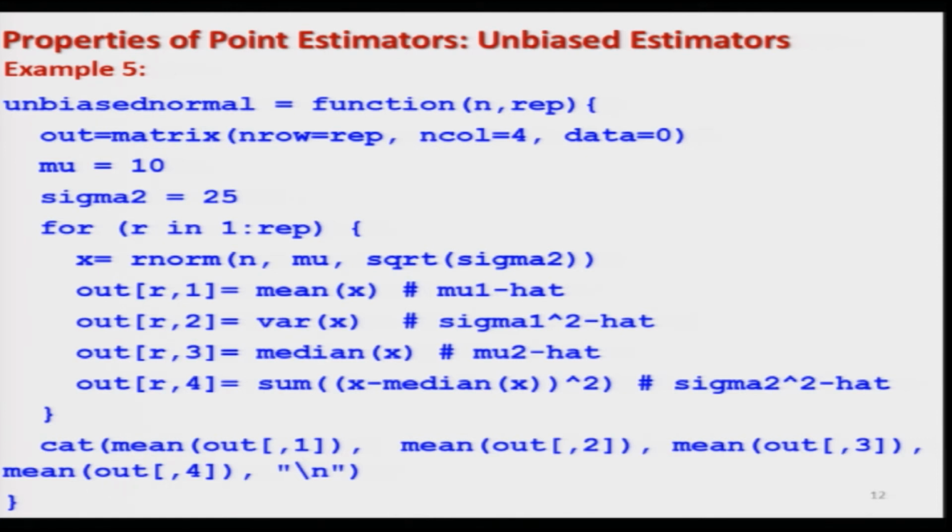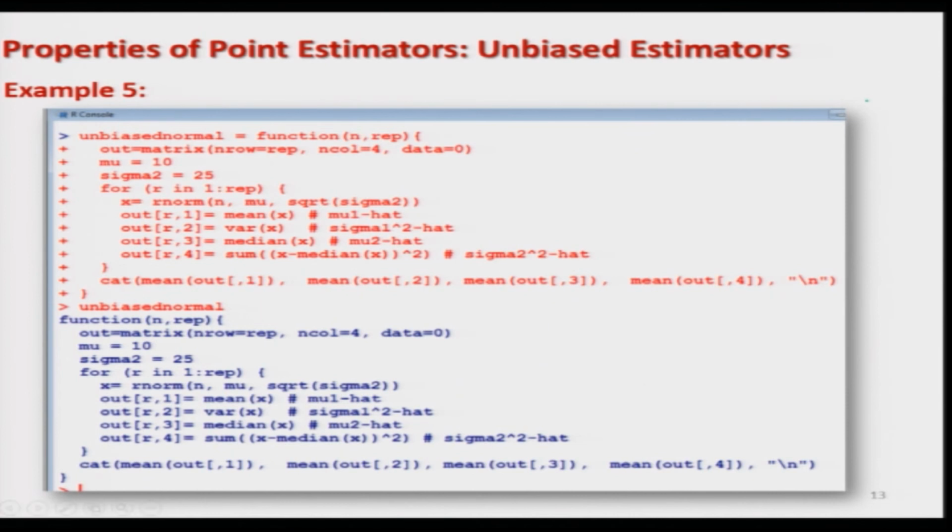Here I am generating a number of observations and repeating them some number of times, and the outcomes are stored in a matrix. I am considering mu equal to 10 and sigma square as 25, and I generate random observations from the normal distribution. I compute the mean and variances using the estimators mu 1 hat, mu 2 hat, sigma 1 square hat and sigma 2 square hat, and then I compile the information.